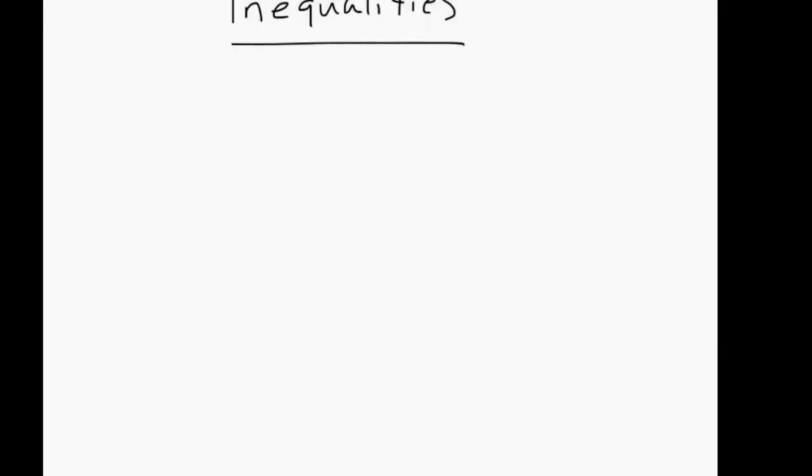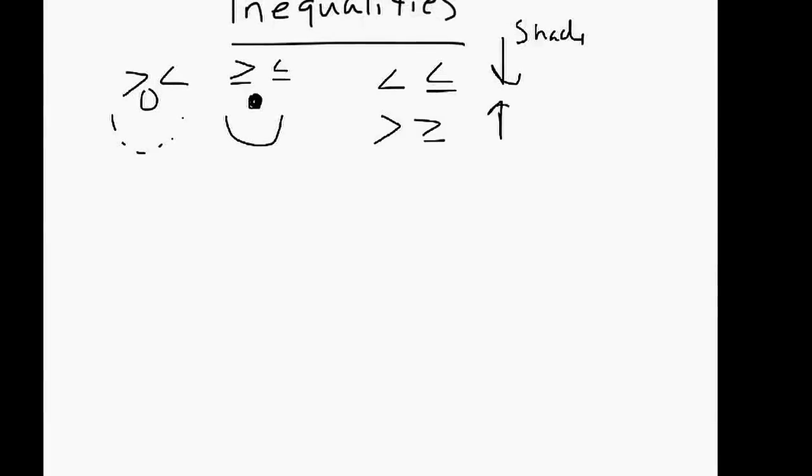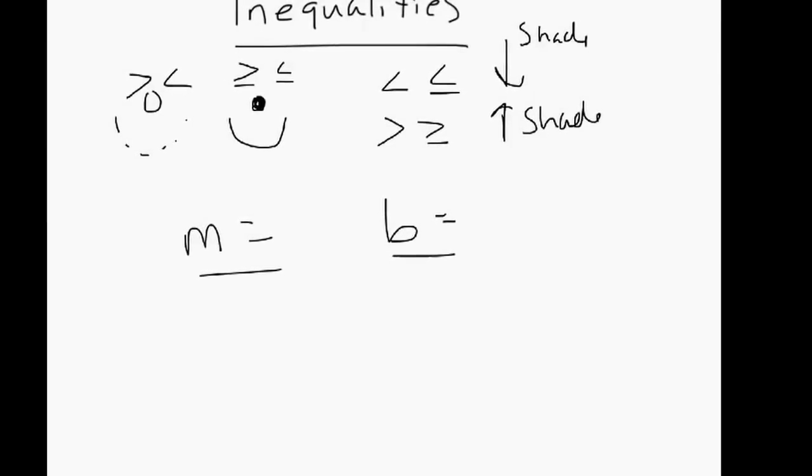Okay. Inequalities. These were the notes we talked about with inequalities. Less than and greater than, open dot, and a dotted line. Less than or equal to, greater than or equal to, closed dot, solid line. Less than or equal to, shade down. Greater than or equal to, shade up. Trying to think. You still got to know M. You still got to know B, and that helps you with the graphing. We'll look at an example on the next page.